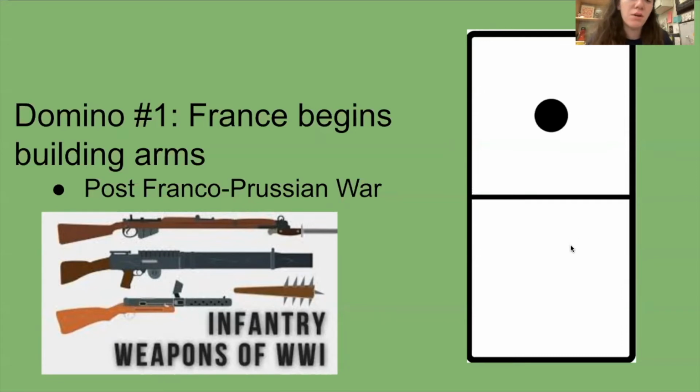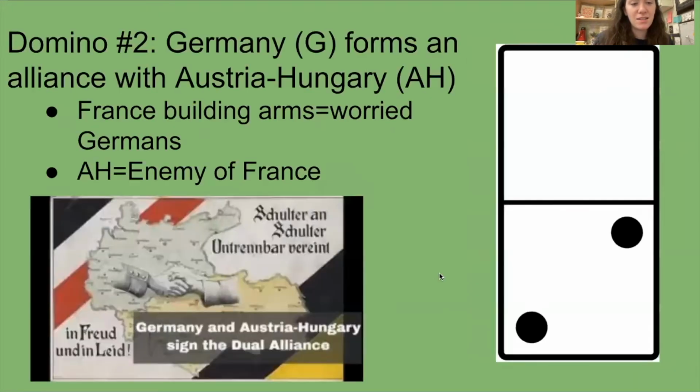So our first domino comes when France begins to build arms. So this is the post Franco-Prussian War, and they're beginning to build up their weapons. And that's really suspicious. If you see a country collecting guns and building up their weapons, you would be like, what are you guys doing? You got something planned or something? And that's exactly what Germany feels like.